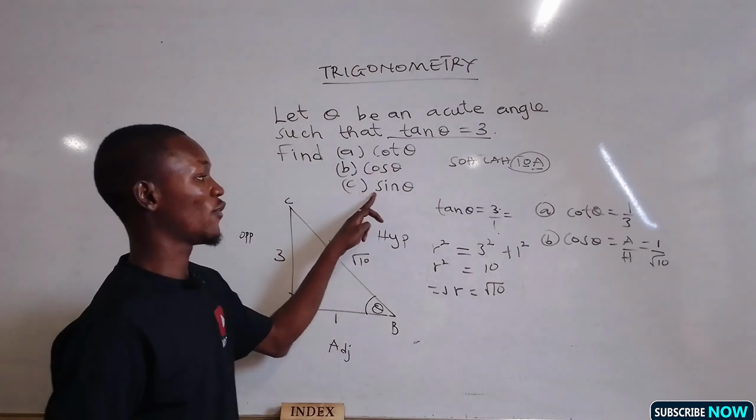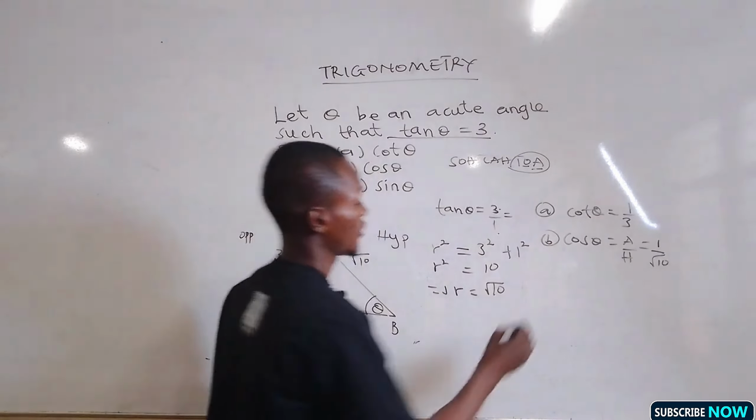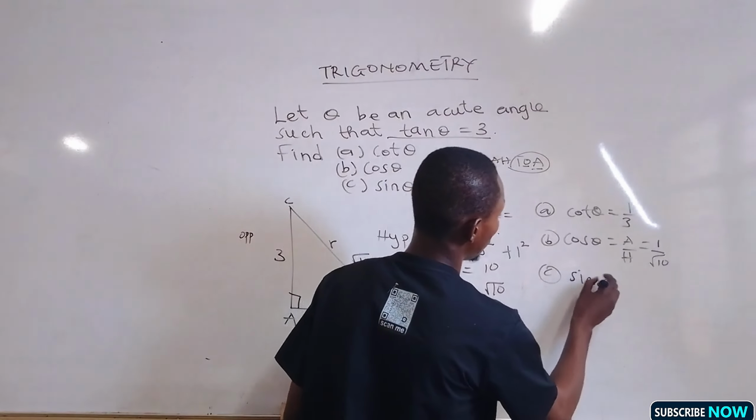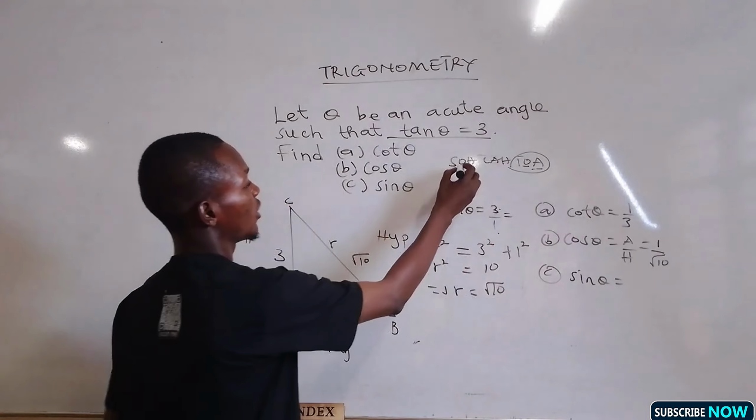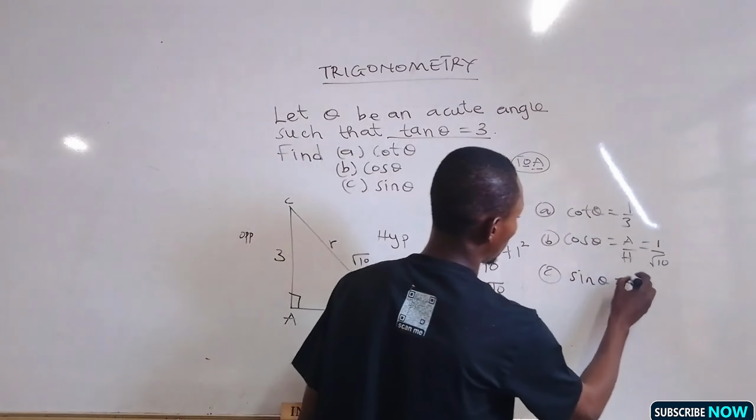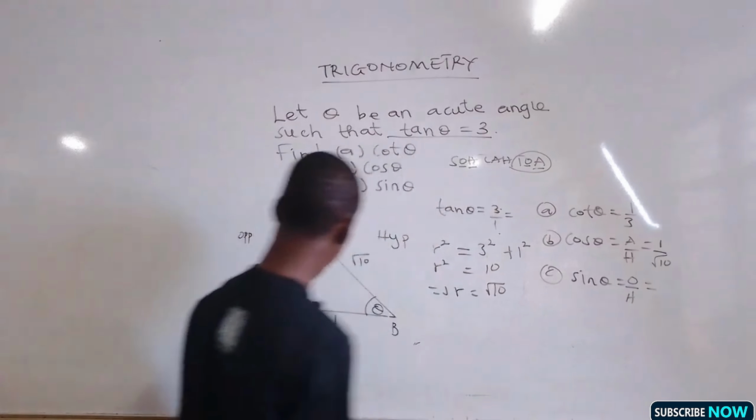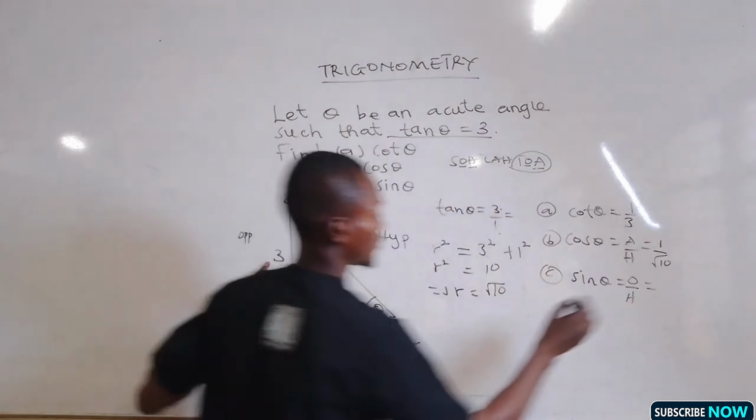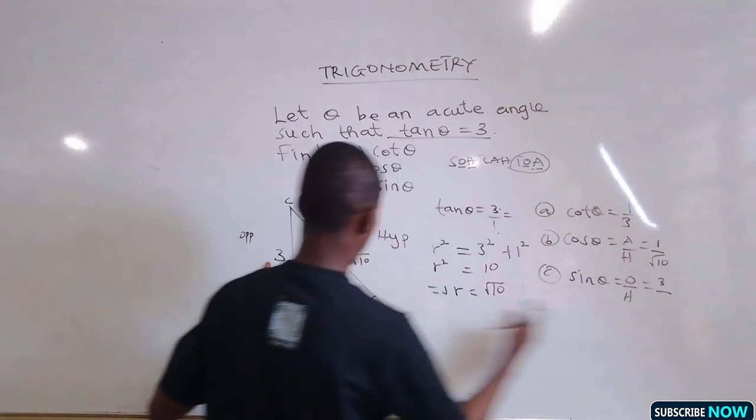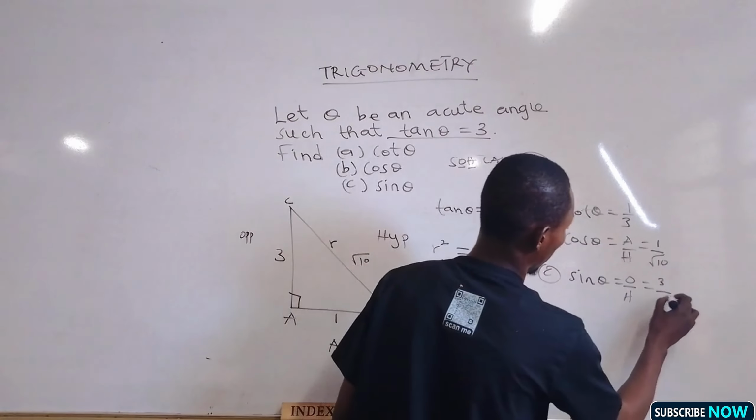And the third one is to find sin theta. We know sin theta is the opposite over hypotenuse. The opposite is 3, and the hypotenuse is the square root of 10. So sin theta is 3 on the square root of 10.